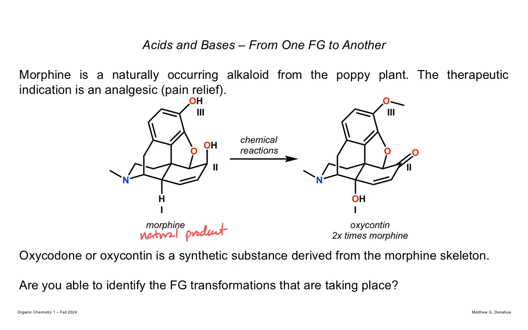So as shown here, if you take the morphine skeleton and you do some chemical reactions identified at sites 1, 2, and 3, if you look at site 1, that alkane has become a tertiary alcohol. The secondary alcohol at position 2 has become a ketone. And then position 3, the OH has now become an ether. And so this molecule is called OxyContin, and it's 2 times the strength of morphine.